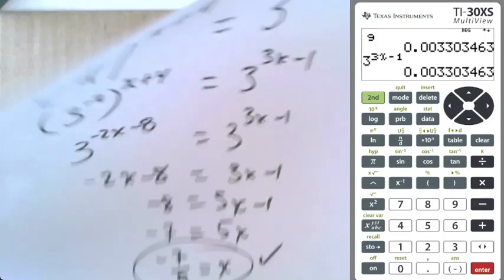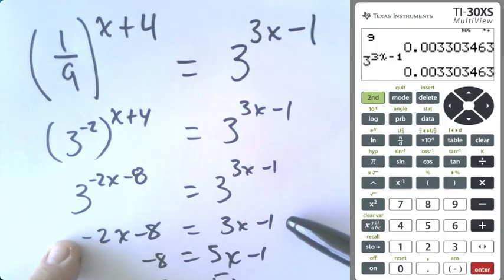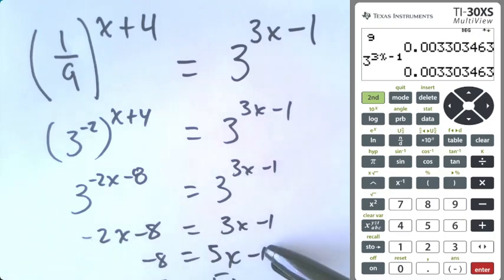I want to think about this though. I added 1 to both sides and then I added 2x. Okay.